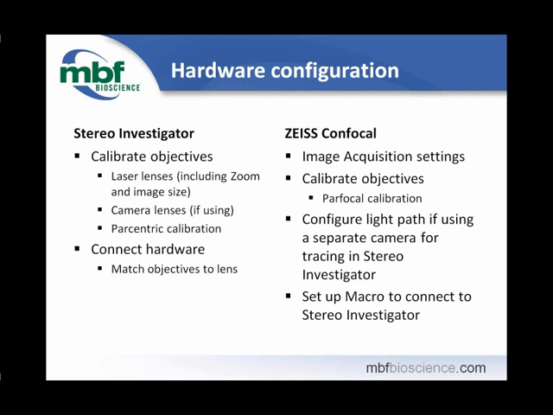That's correct. And so we're going to perform parfocal calibration for all of those lenses so we know where each one is pointing. And we're going to connect the hardware, so the ZEISS 7 series LSM, for example, to the Stereo Investigator software system. We're going to match each objective to lenses so that we know when you select an objective on your nose piece, which lens should be selected based on which imaging device you're using, the camera or the laser. Stereo Investigator does that automatically for you. Once it's set up, you don't need to worry about this anymore.